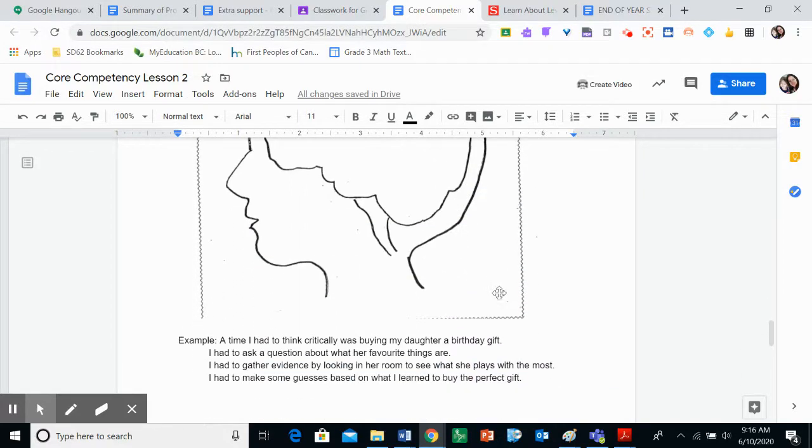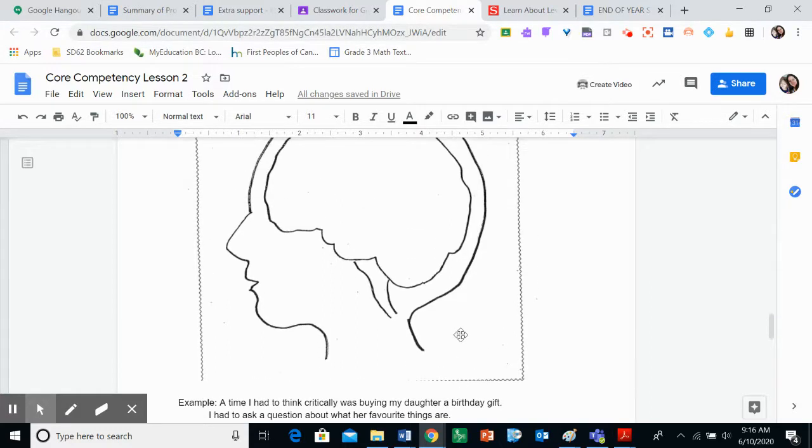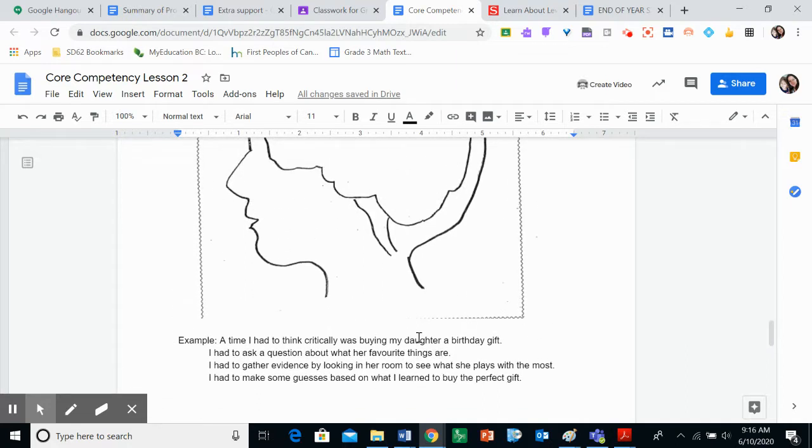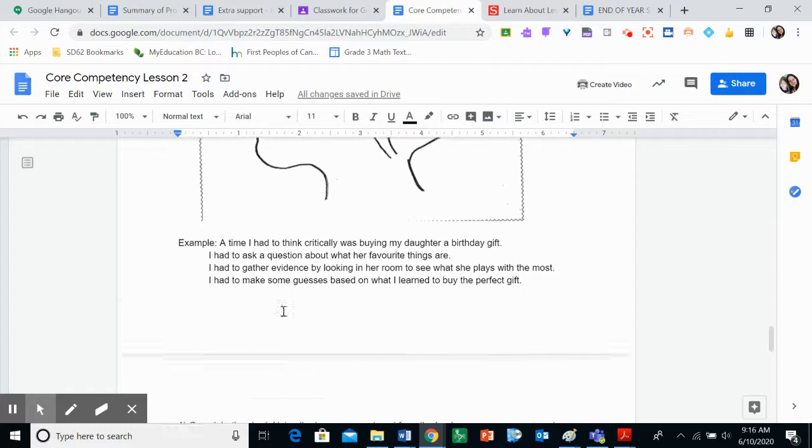So an example I came up with, a time I had to think critically, was buying my daughter a birthday gift. I had to ask a question about what her favorite things are. I had to gather evidence by looking in her room to see what she plays with the most. I had to make some guesses based on what I learned to buy the perfect gift. So we actually think critically all the time, but when you think about how you think critically, a really good way is to use the scientific method, just like the bunny did in the book.